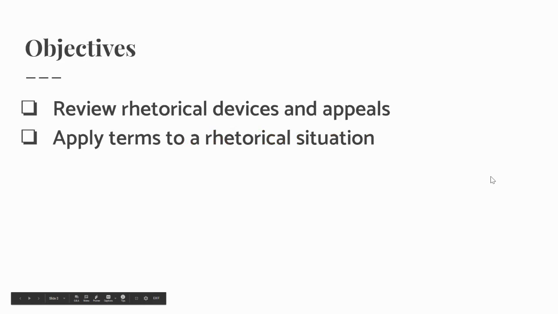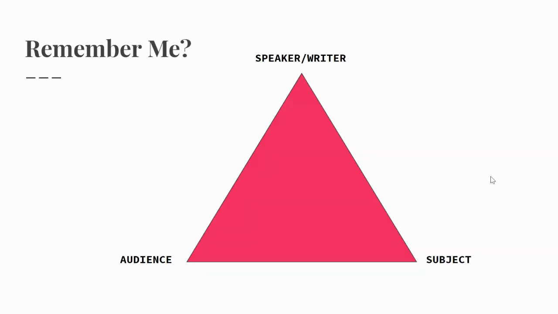So our objectives for today: we're going to review some rhetorical devices and appeals, and then we're also going to work to apply these terms to a given rhetorical situation. If you recall from last week's lesson on Intro to Rhetoric, you saw this diagram, which was called the rhetorical triangle of appeals. This is a very basic version of the diagram, and today we're going to elaborate by adding some more terms and information.